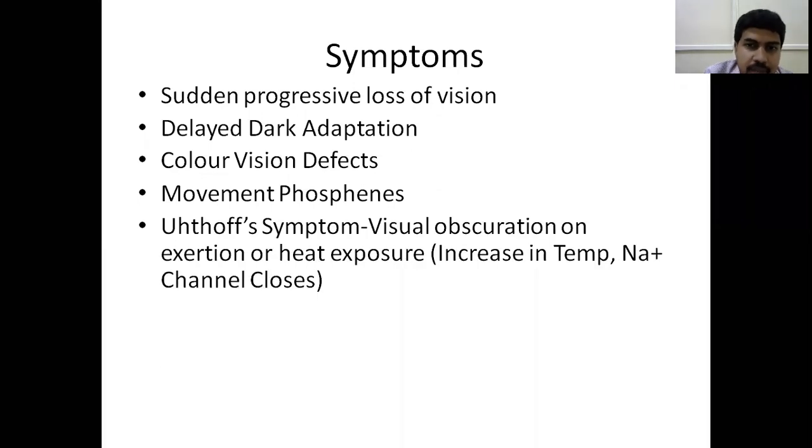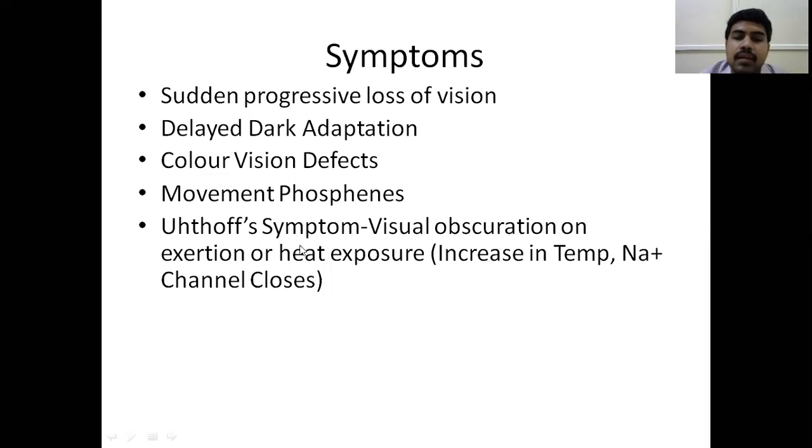Next, Uhthoff's symptoms. What are Uhthoff's symptoms? Any optic neuritis patient, if he does an exercise or a workout or goes to a gym, has some visual obscuration. Any patient of optic neuritis, if he goes into a hot place, outside under the sun, or into a heated atmosphere, or does any physical exercise, then he gets some visual obscuration. His vision is blurred for some time. That is known as Uhthoff's symptoms.